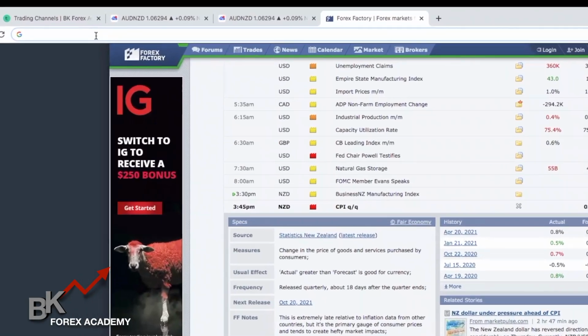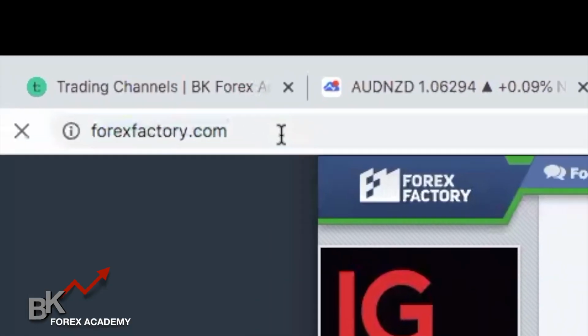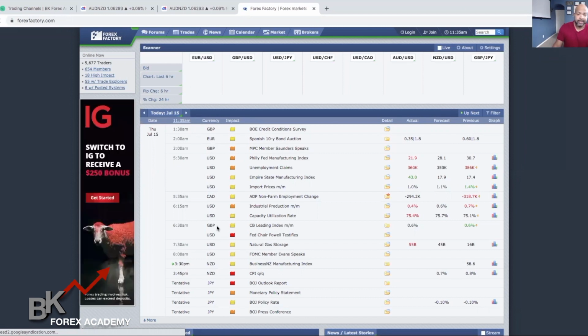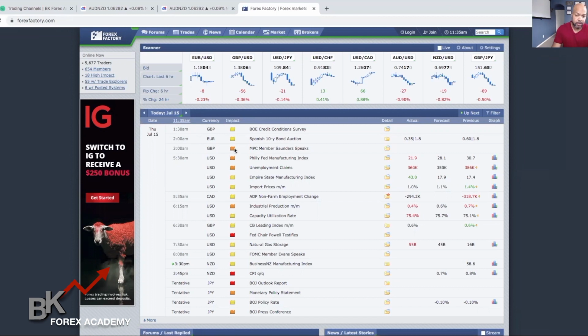Okay, so the first thing we're going to do is go to forexfactory.com. It's going to pull up the site. The first thing it's going to take you to is the scanner page or the summary page, where you'll see a list of currencies here. Then what we want to do is look out for high impact news. So we're looking for the orange folders, which is medium impact news, and then also the red folders, which is the high impact news. Okay.